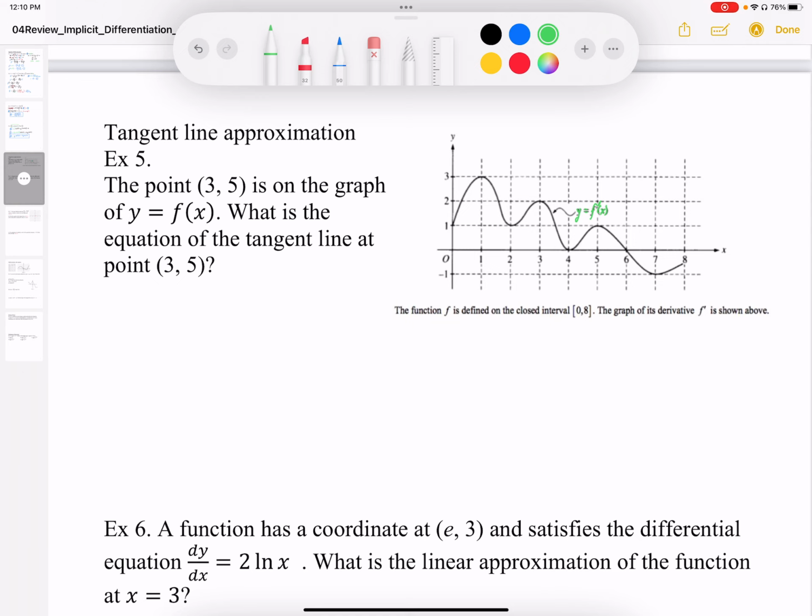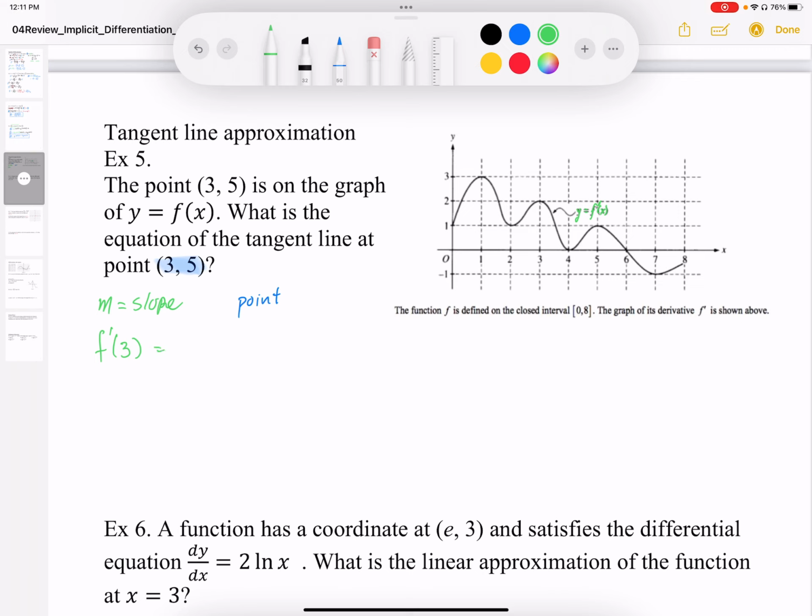Well, for a tangent line, we need slope. And we're going to get that from the derivative function, so the f prime function that we have over to the right. And we also need a point. And that point we're going to use is a point that was given. This is a tangent line to the point of f, and so we need a point on f. So when I take a look at the slope, I need to have slope at x equals 3. So I need f prime at x equals 3.